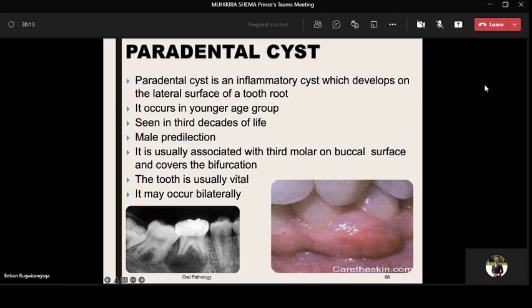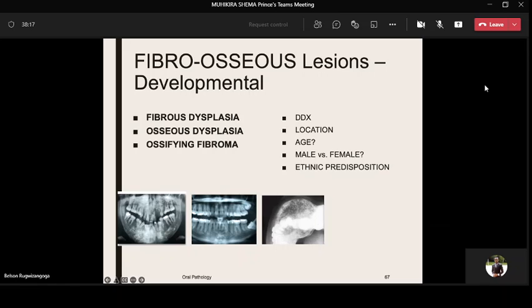So you can see the cyst here. Apart from them, now we have other lesions, fibro-osseous lesions. So if you have a question, you can ask, otherwise we proceed.